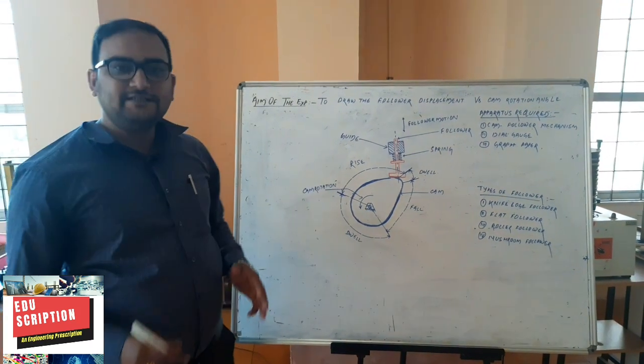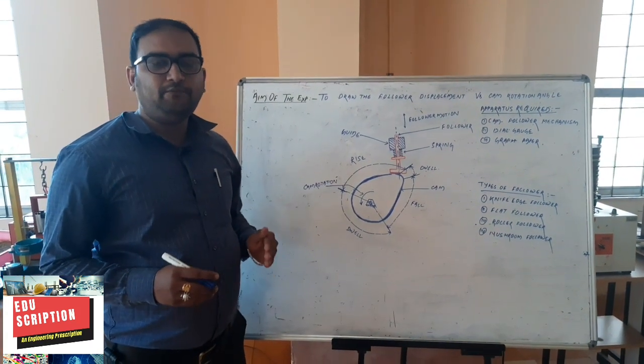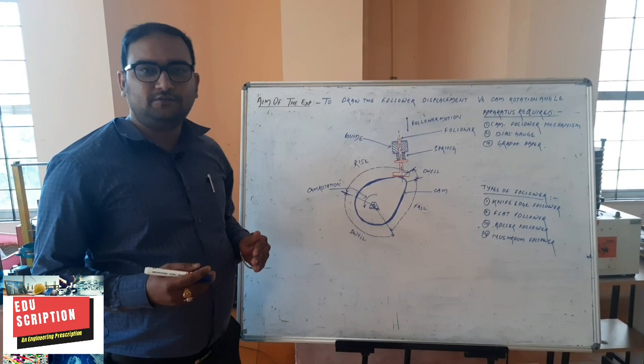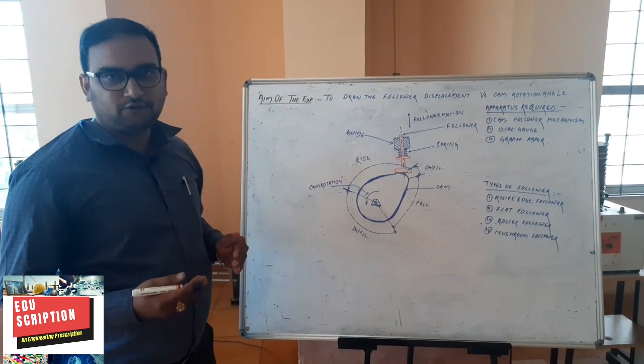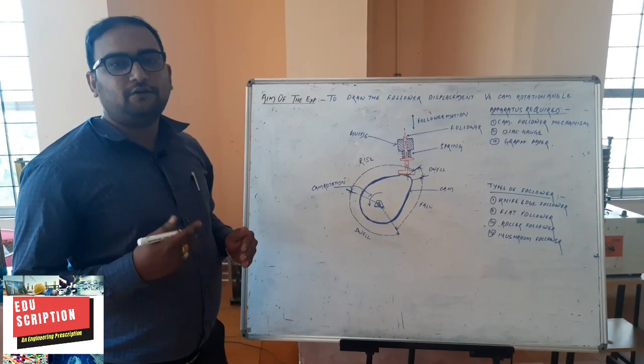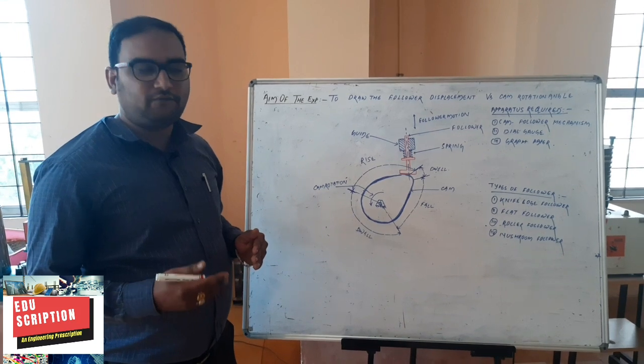Now, what is a cam follower mechanism? A cam follower mechanism is generally used to convert the rotary motion of the cam into the to and fro motion of the follower, or vice versa.